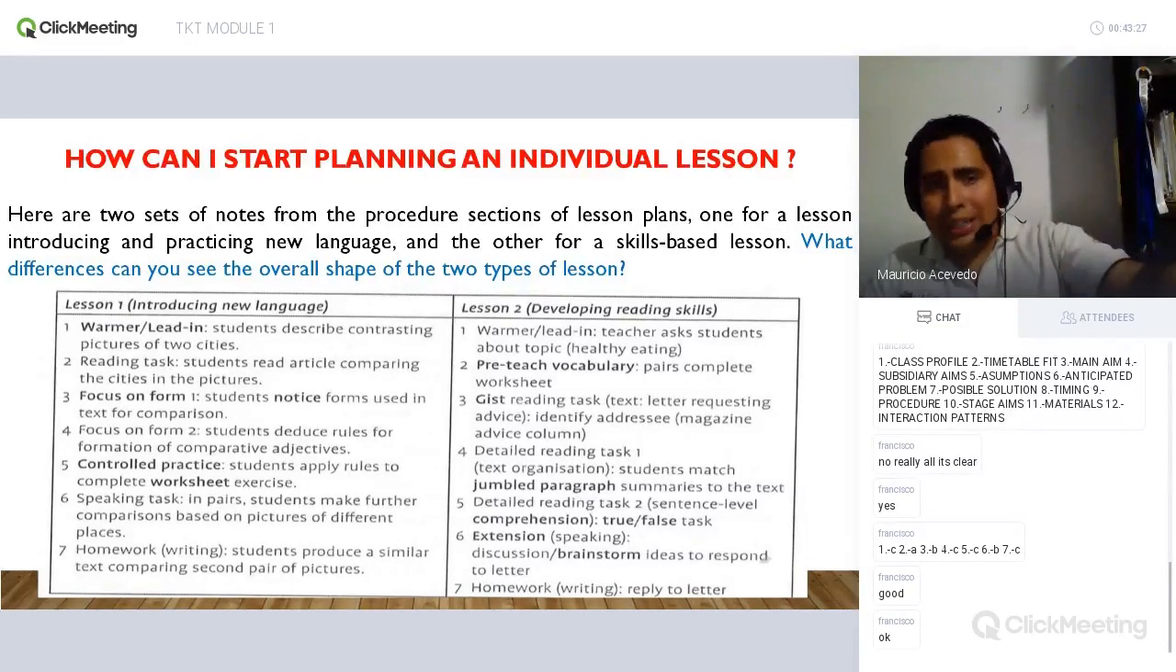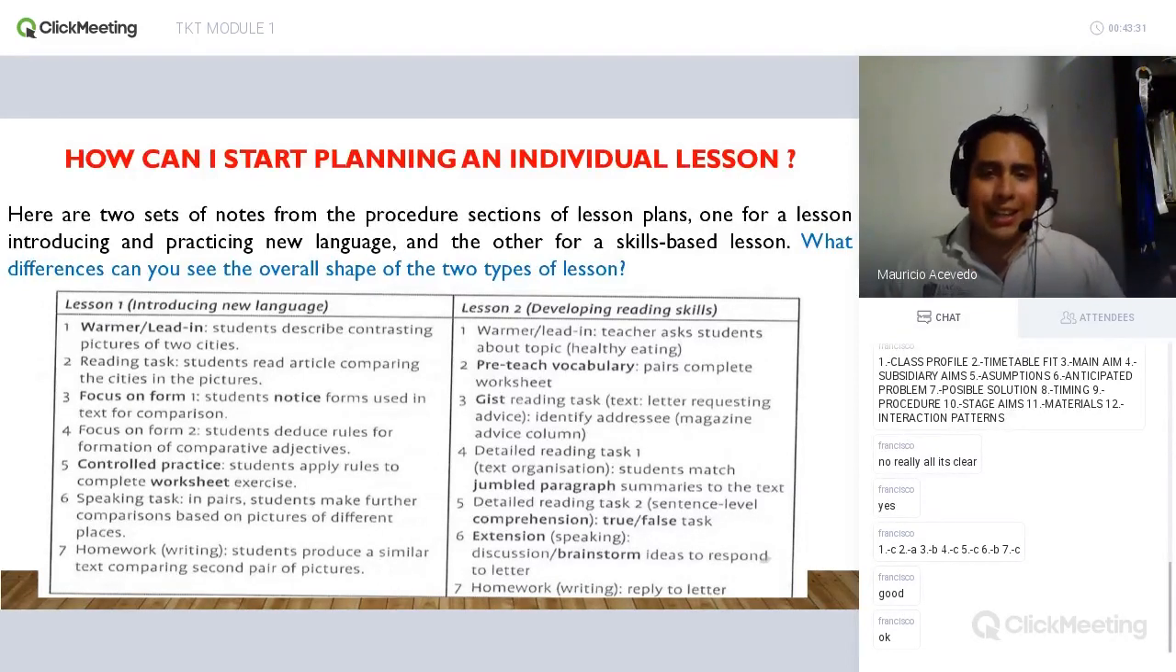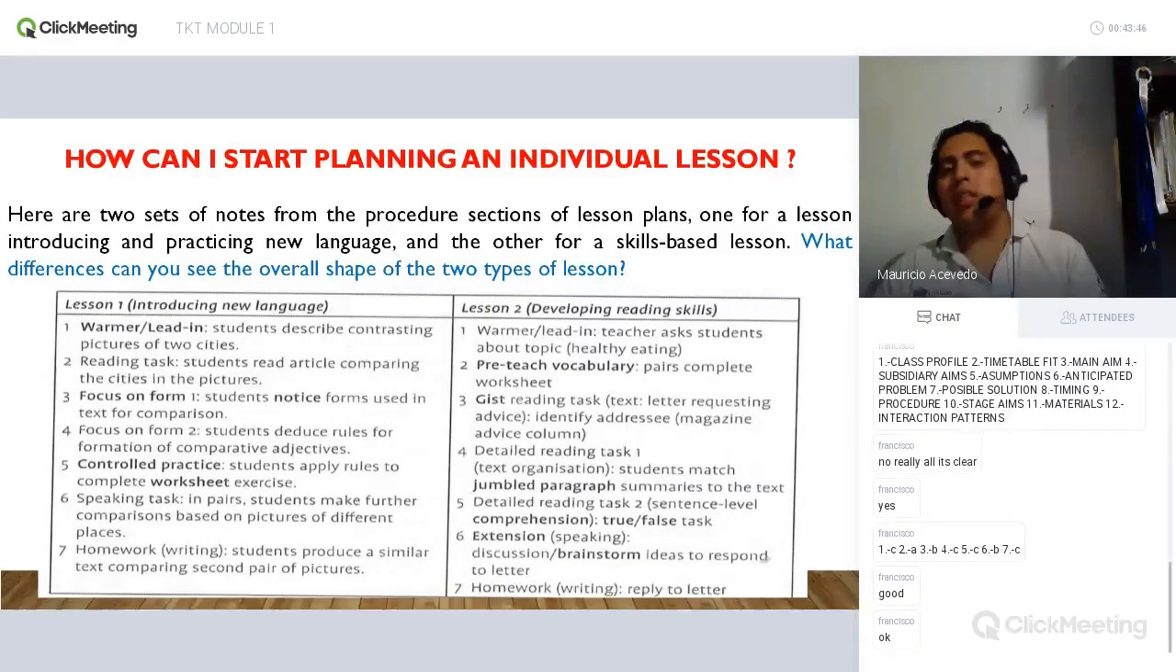Okay, so all these activities are going to be seen in one class. How much does the class last? I don't know. What is the classroom profile? I don't know either. What timing? I don't know that either. But I know the procedures. So I want you to tell me, Francisco, the shape of the procedures in comparison to the next lesson.